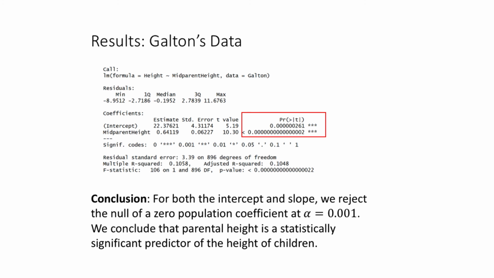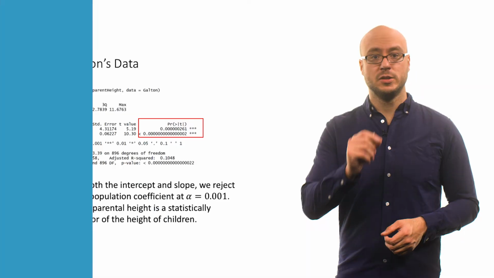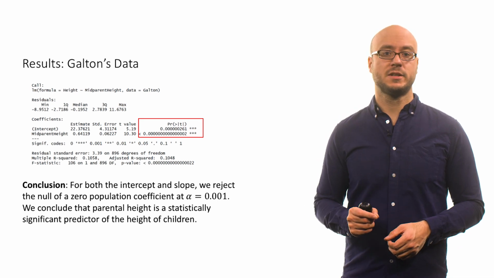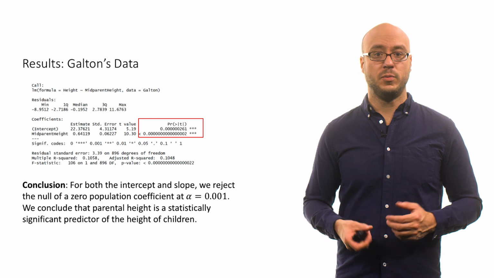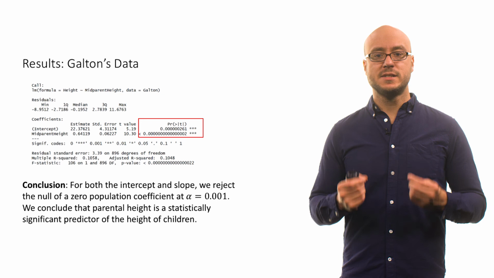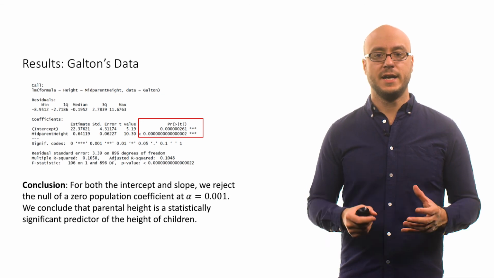For both the intercept and slope, we reject the null of a zero population coefficient at the alpha 0.001 level. That's because there are 3 asterisks. You look at the significance codes below, and you'll see that those 3 asterisks indicate that our results are statistically significant at the alpha 0.001 level. So we conclude that parental height is a statistically significant predictor of the height of children. And intuitively, the idea is that we do not think that these regression coefficients are an artifact of random sampling, assuming that this is a random sample from a population.